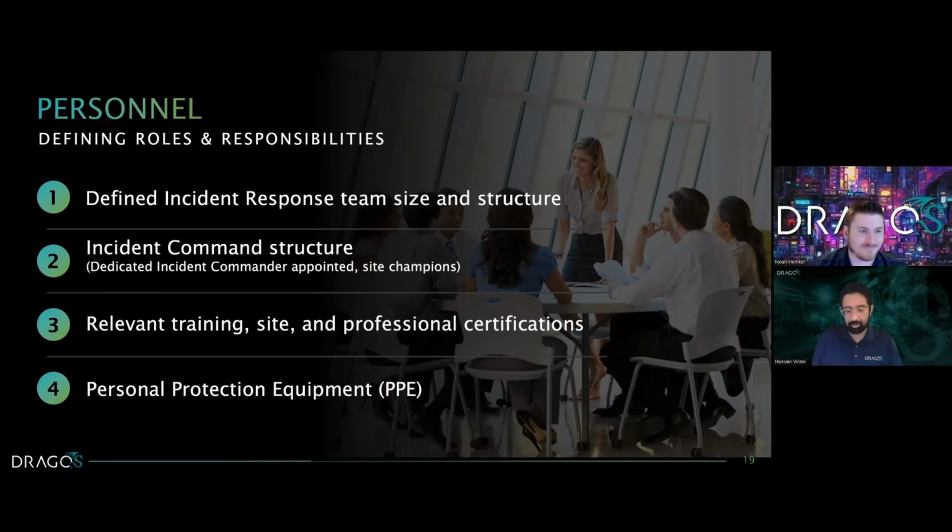In the States, they call it NIMS, which is the framework built by FEMA, where whoever initially detects the incident is effectively the commander until otherwise. So, that being said, make sure that your teams have relevant training. So, safety training, training within the technology stack of your environment, site-specific training, and of course, professional certifications related to incident management, handling, and the like.